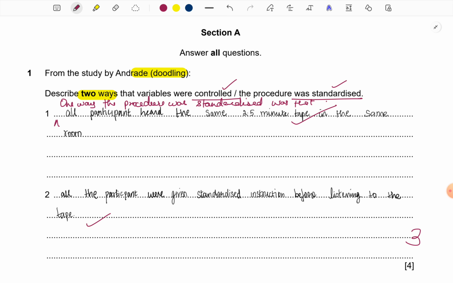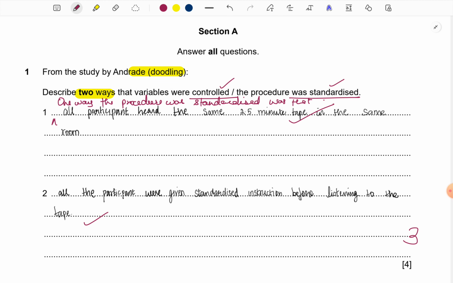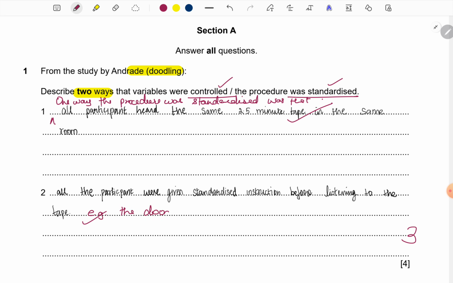The doodling group which is there, that group is instructed to doodle as well. That is to shade into the shapes which are given. And the other group, the control group, is not given instructions to doodle. Now, if I make a sweeping statement like all participants were given standardized instruction, that's true. But then groups were given standardized instructions differently also. So then I need to give some at least example of, okay, this group was given this standardized instruction. So for example, all participants in the doodling group were given the standardized instruction to shade into the shapes given on the monitoring sheet.